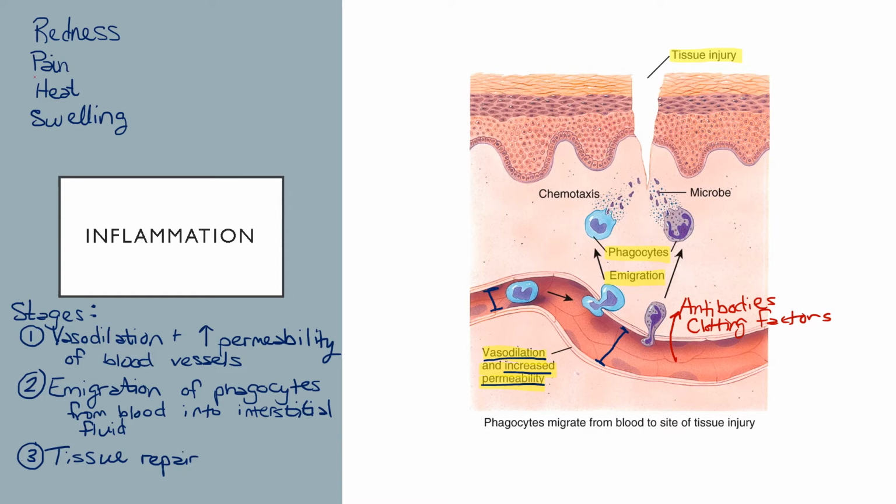Now pain, this is a very prime symptom of inflammation. It really results from the injury to neurons as well as toxic chemicals that are released from the microbes in the area.